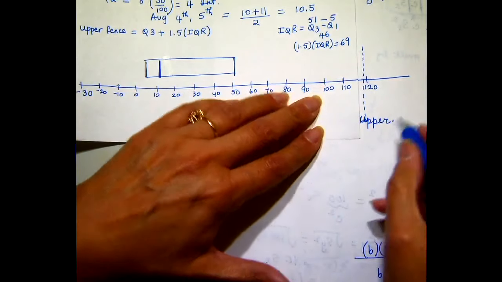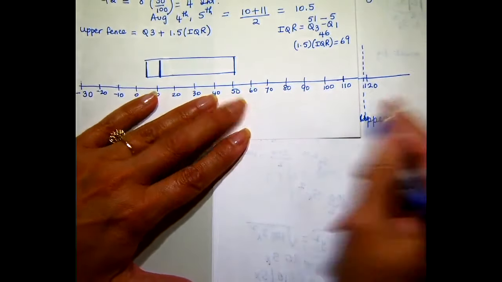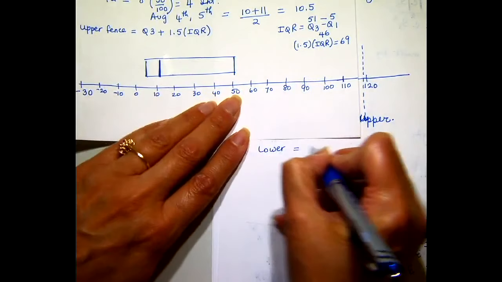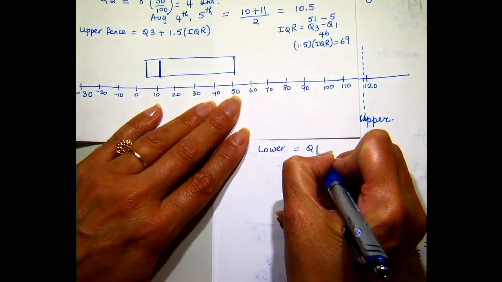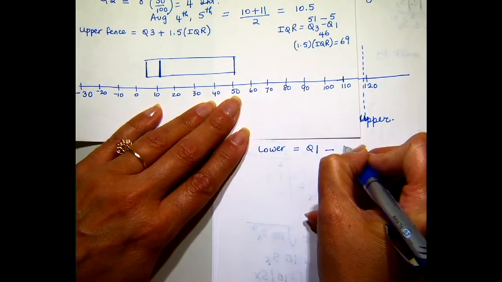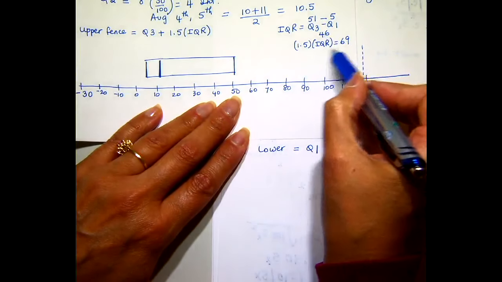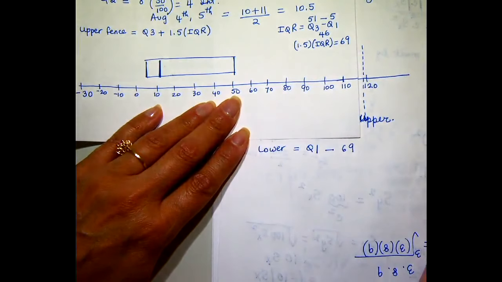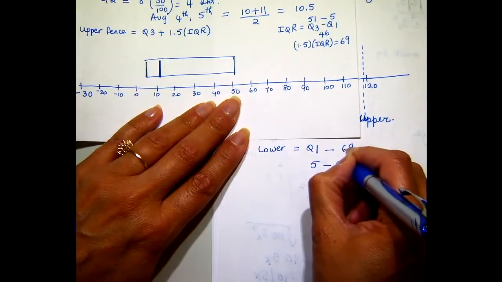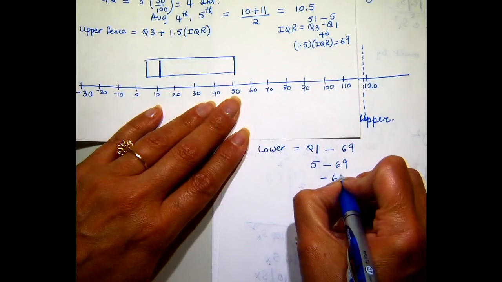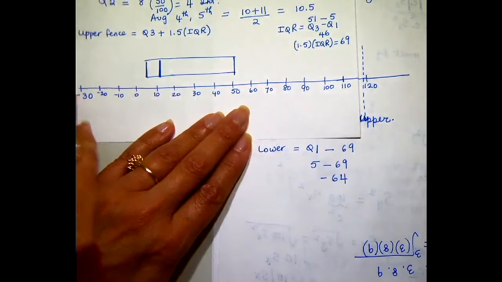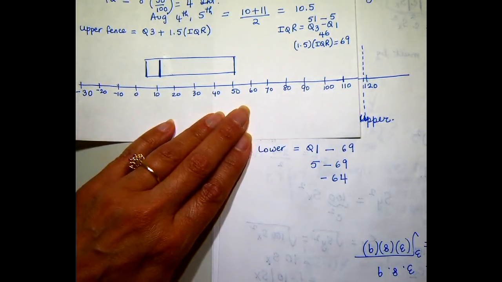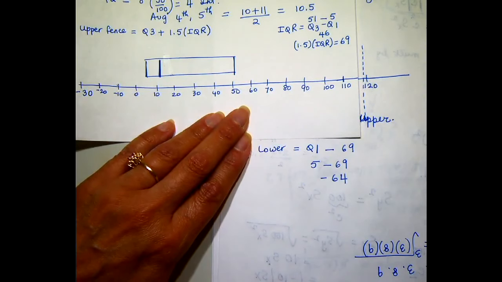And the lower fence would be Q1 minus the same 69. Q1 minus 69. So Q1 was 5. 5 minus 69 is negative 64. So it's somewhere out on the left side. I don't really have any data values to the left of minus 30, so nothing is going to fall to the left of the lower fence.